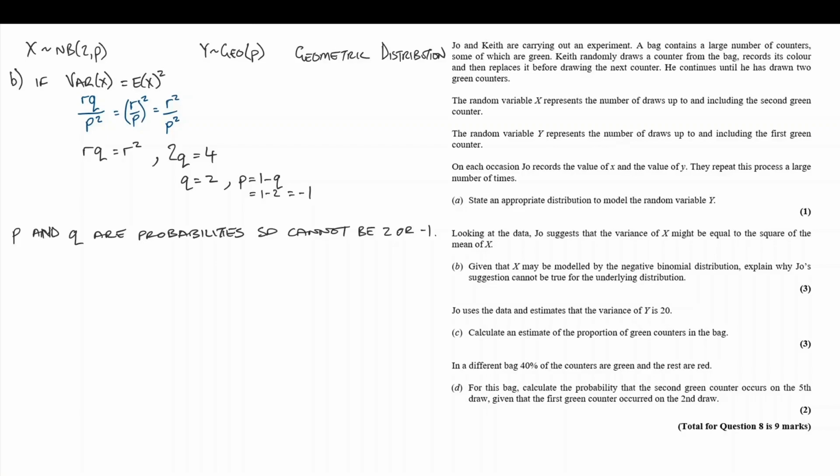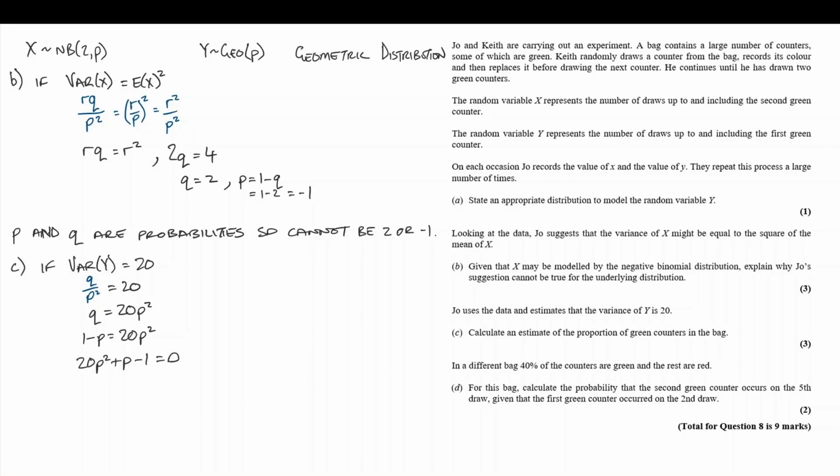Before part C of the question, we're told that Joe uses the data and estimates that the variance of y is 20. We're asked to calculate an estimate for the proportion of green counters in the bag. Okay, let's use that information. If the variance of y is 20 and y is now the geometric distribution, that means q over p squared equals 20. Let's rearrange and solve. Multiply by the p squared, we get q equals 20p squared.